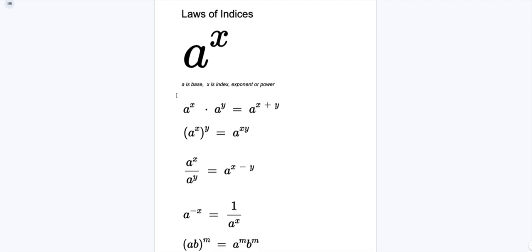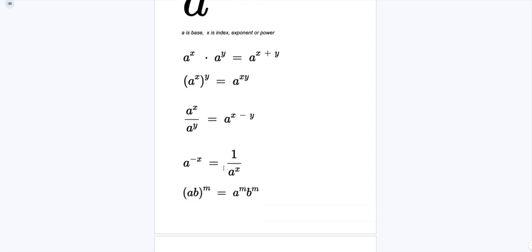When there is the same base multiplied with different powers, then we keep the base as it is and sum the powers. So a and a, there is the same base, but the powers are different. We will just add them up. When we have a to the power x, and over that we also have another power, this whole bracket has another power, then we multiply the powers. That means a to the power xy.